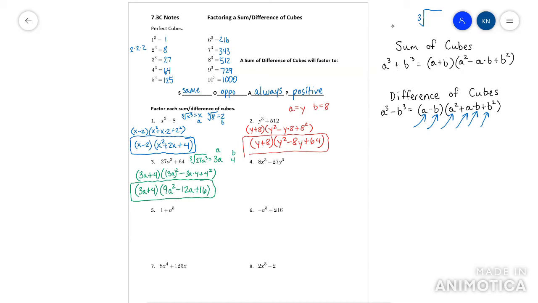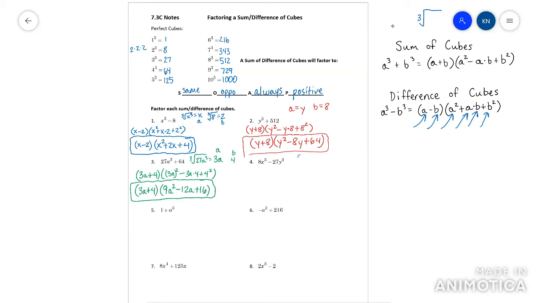Again, where people mess up is this number right here. They don't square the 3 as well. It's really important that you do. Okay, and that's basically all of it. So I'm going to run through these last ones kind of more quickly.